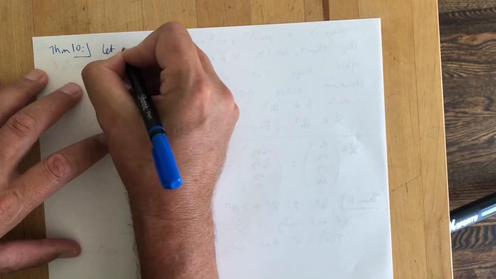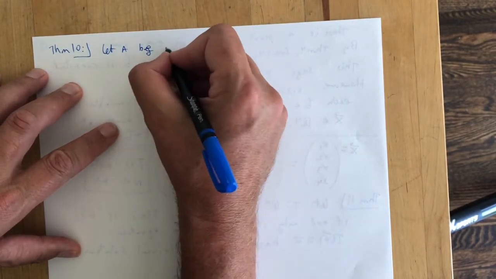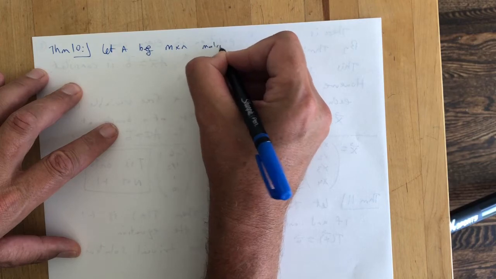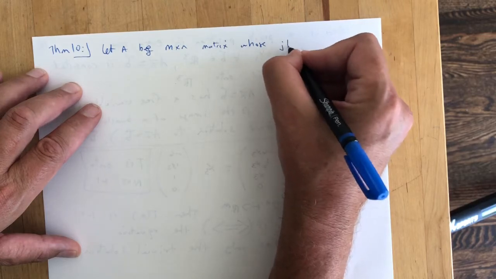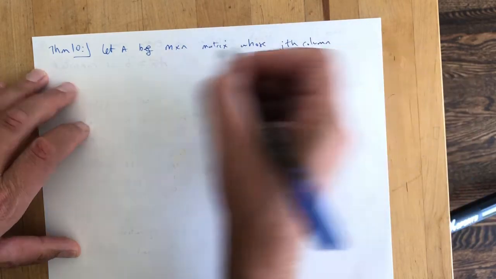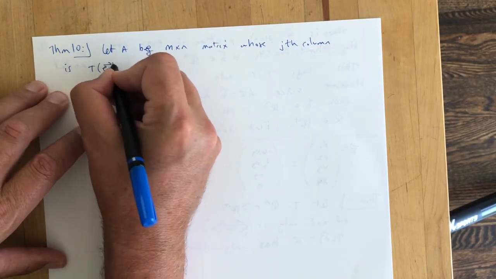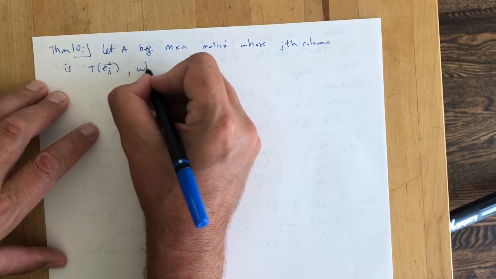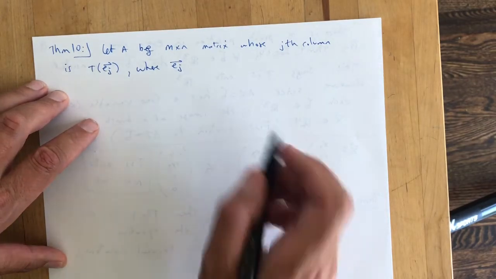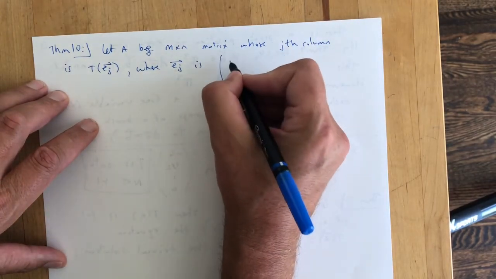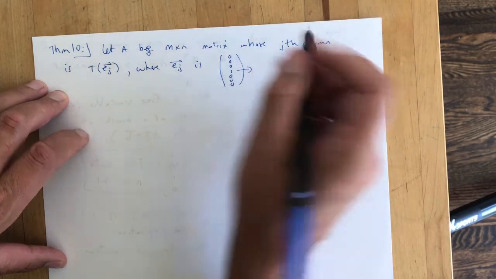Okay, so we're going to let A be the m by n matrix whose jth column is T of E sub j, where E sub j, the vector E sub j, is this. It's all zeros with a 1 in the jth position.